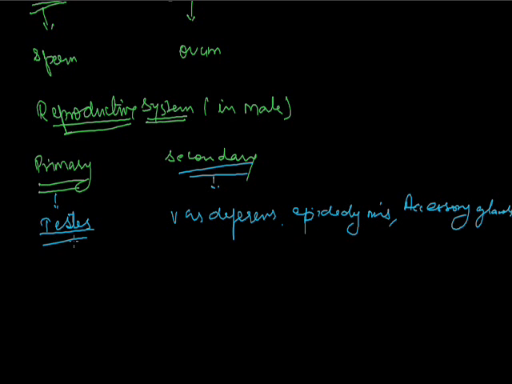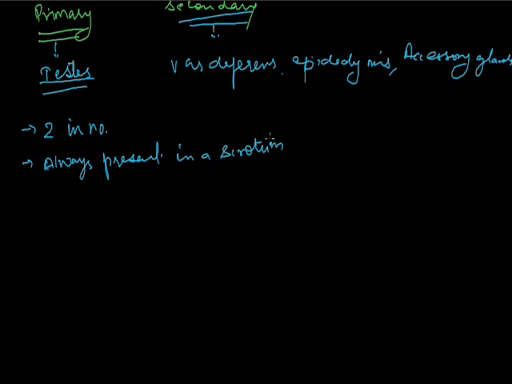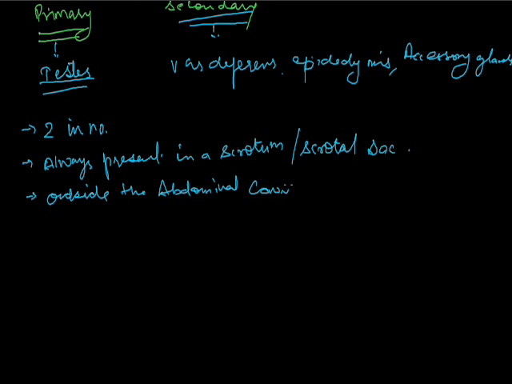What the testis is, which kind of testes are present in human beings, and how they function. First of all, the testes are two in number, which is why we write it as the testes. Always they are present in a sac-like structure, that is the scrotum or the scrotal sac. This scrotum is always present outside the abdominal cavity, meaning outside the body cavity.